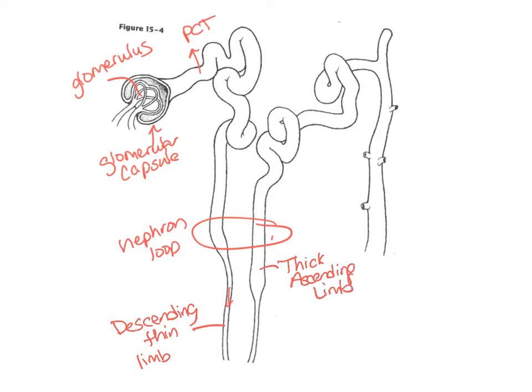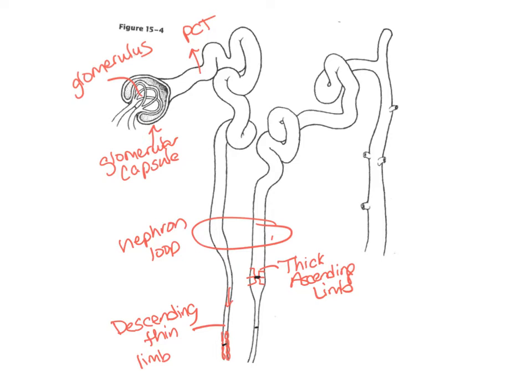Now, one thing to note is, even though the descending thin limb and the ascending thin limb look like they have a more narrow lumen, they actually don't. It's just the thickness of the cells that line those tubules. So up in the thick ascending limb, those are going to be more cuboidal cells, so it makes that thick ascending limb appear thicker. And in the thin limb, it's more squamous cells, which are thinner, and that's what makes that tubule appear thinner in those areas. But the lumen itself is going to be just the same in the thick limb as it is in the thin limb.